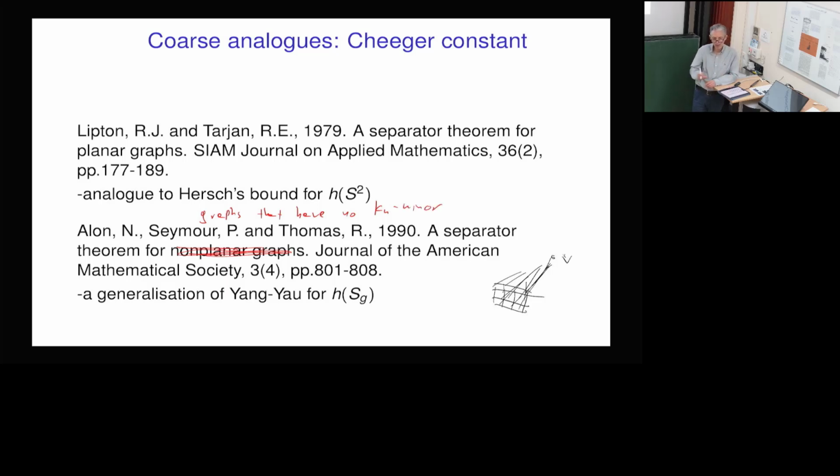Minor. I say minor, but imagine it as a subgraph. It's almost flat, for some n, for a fixed n, yes. What is the conclusion? The separator has at most constant times square root v, where the constant depends on n, so the same conclusion as Yang-Yau. Right, so this is a theorem.